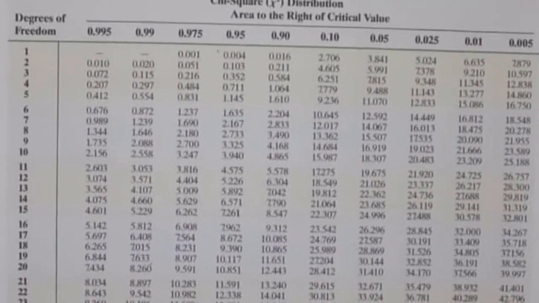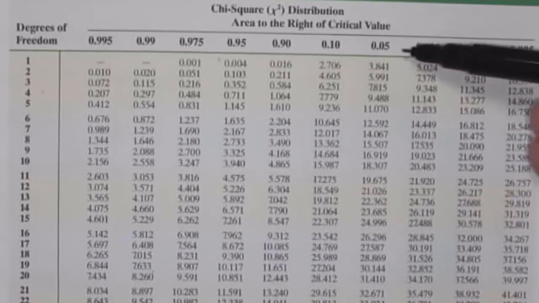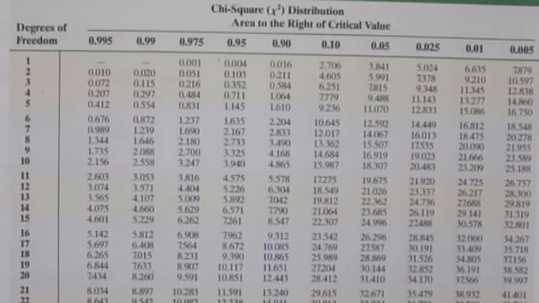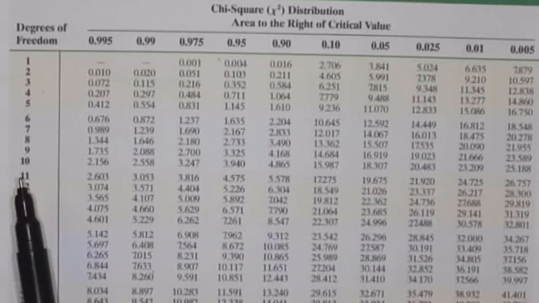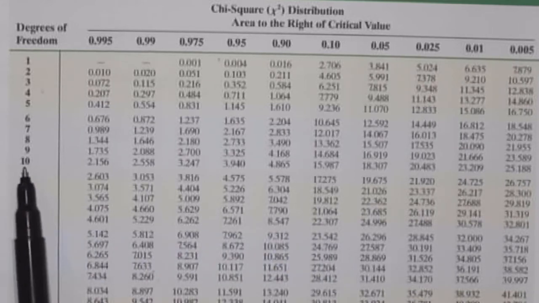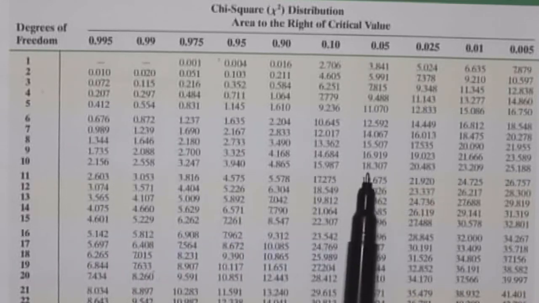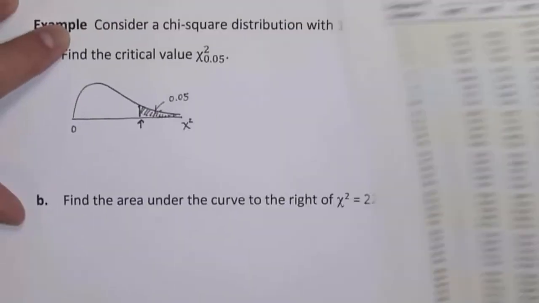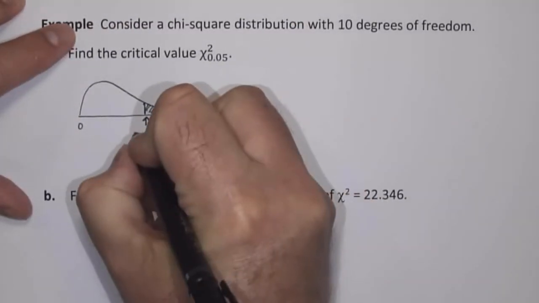So in our case, we have an area in the right tail of 0.05. So that is what this column is for. And we have 10 degrees of freedom. That is what this row is for. So if I go across this row until I get to the column for the area of 0.05, then I see this value 18.307. So that is this critical value.